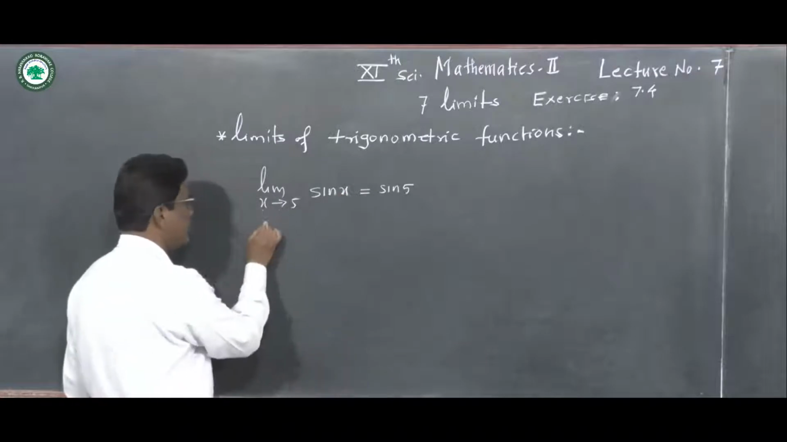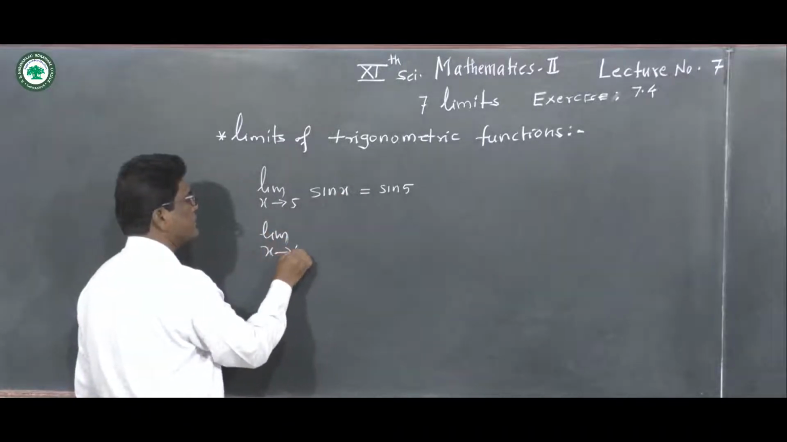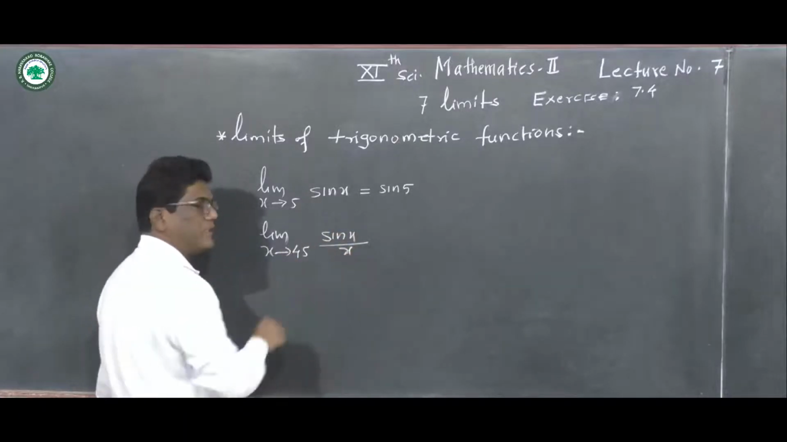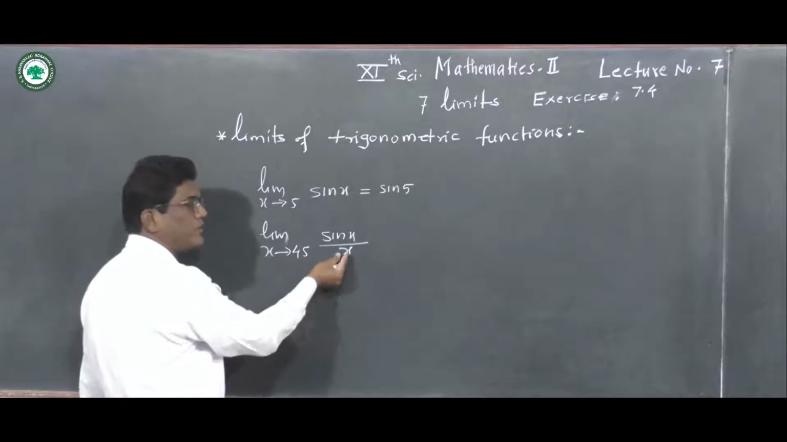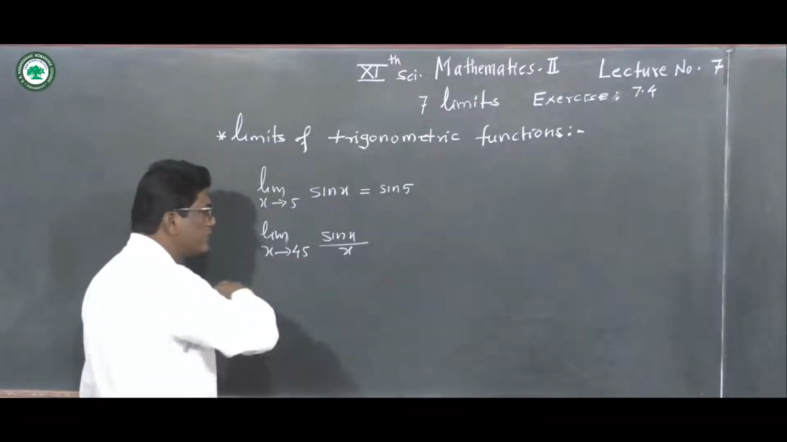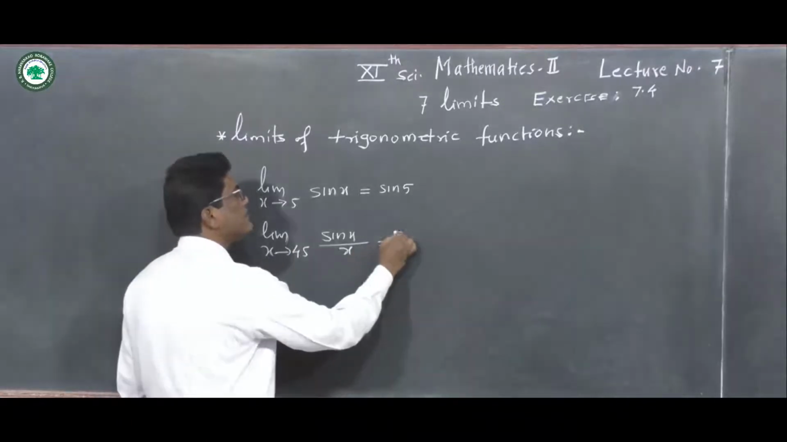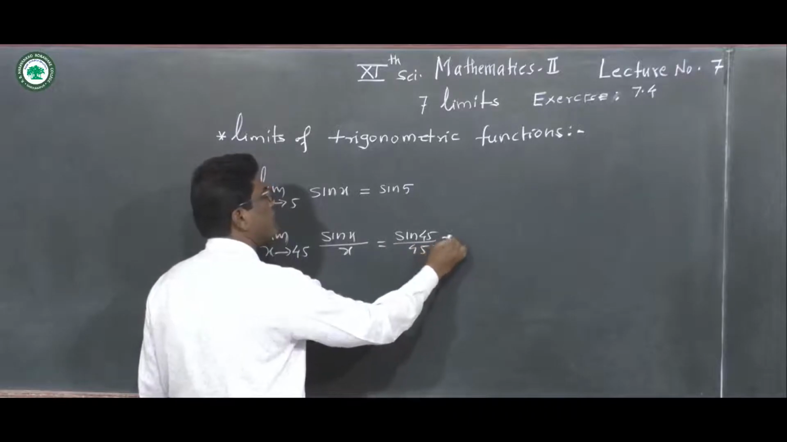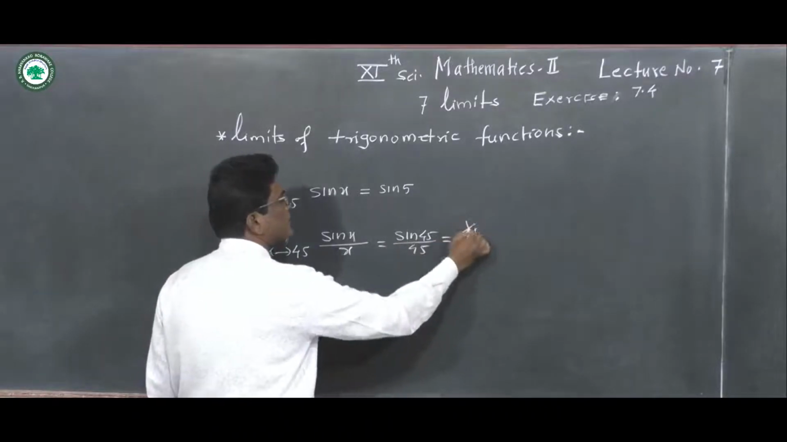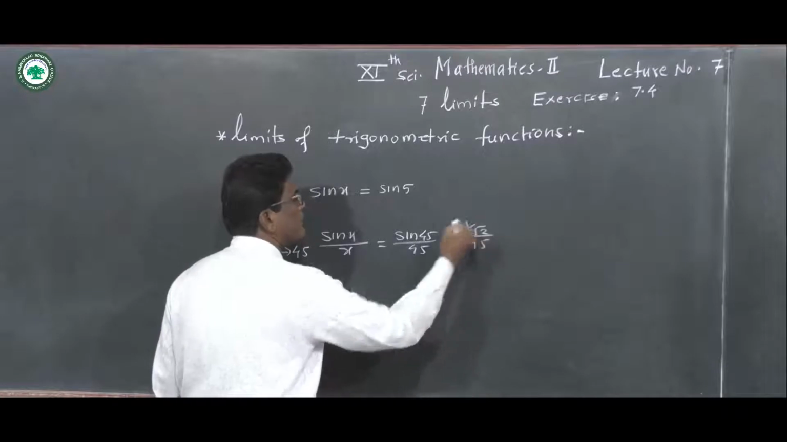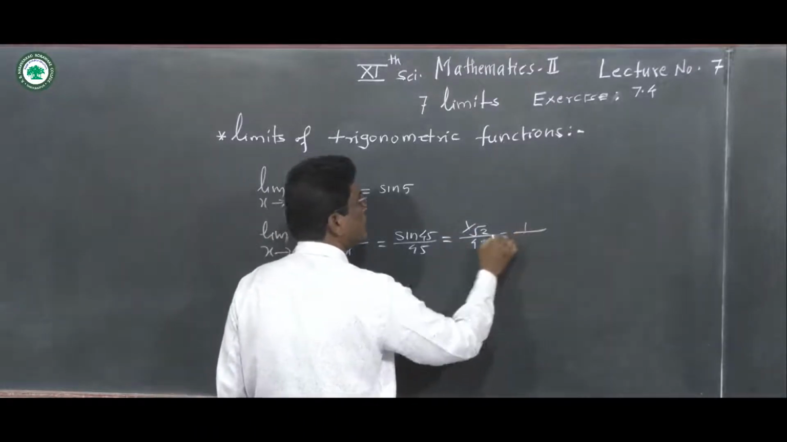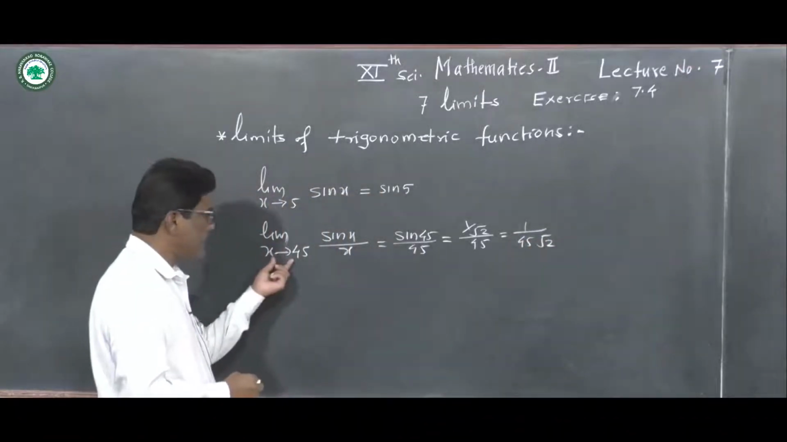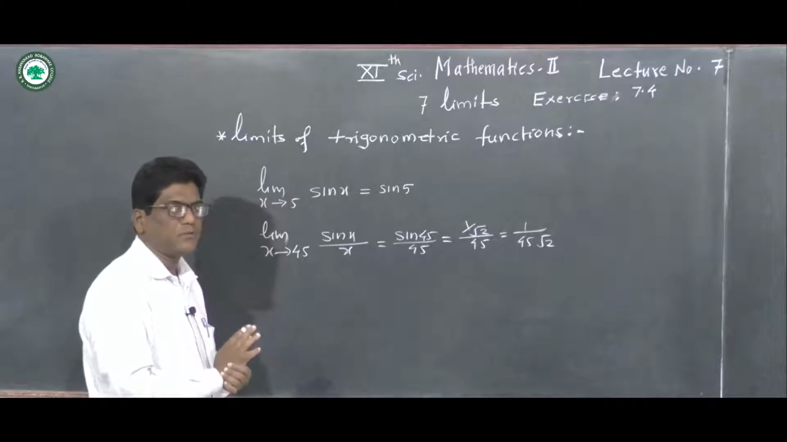Or if we have here limit as x tends to 45, suppose, of sin x upon x, here in the denominator x, but if we put x as 45, denominator is not equal to 0, so we may put directly x as 45, that is equal to sine of 45 upon 45. We know the value of sine of 45, that is 1 upon root 2, divided by 45, and so it is equal to 1 upon 45 into root 2. We can put here the value of x directly if the denominator is not equal to 0.